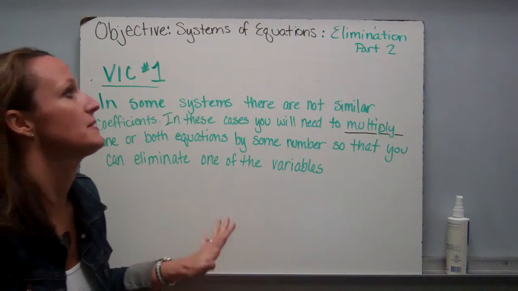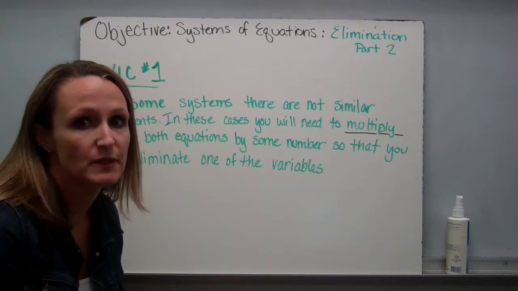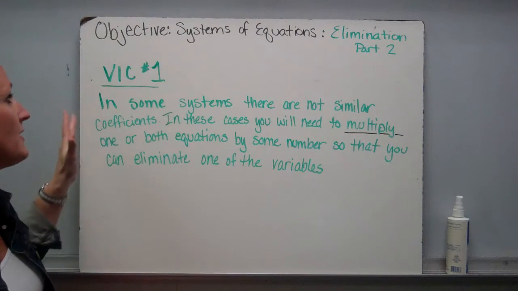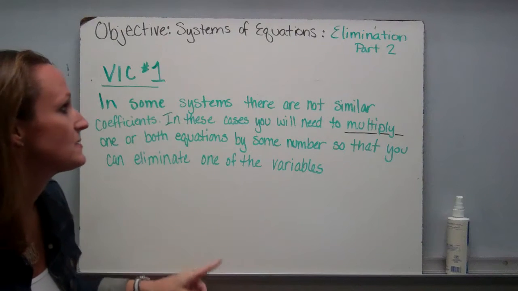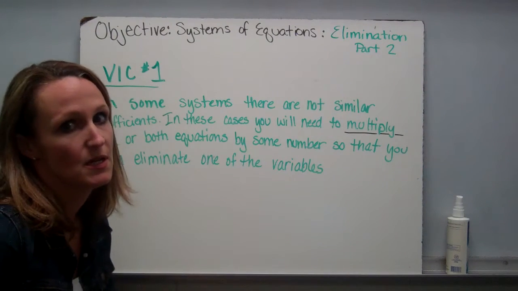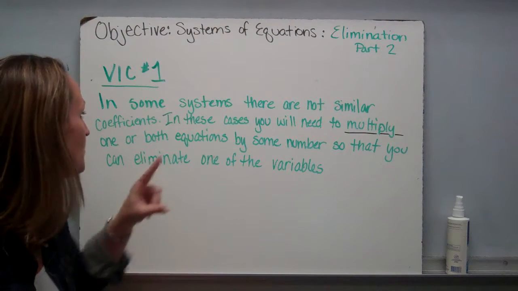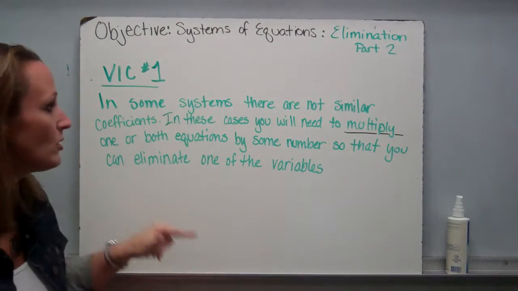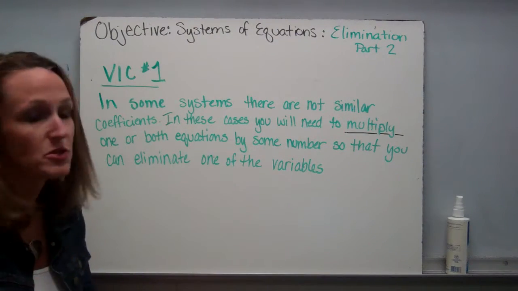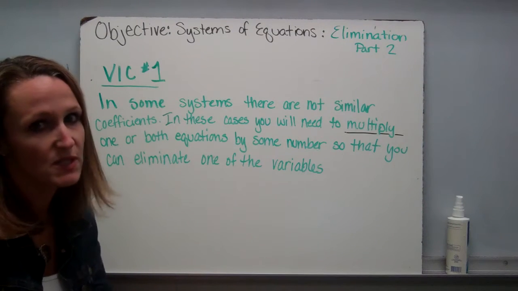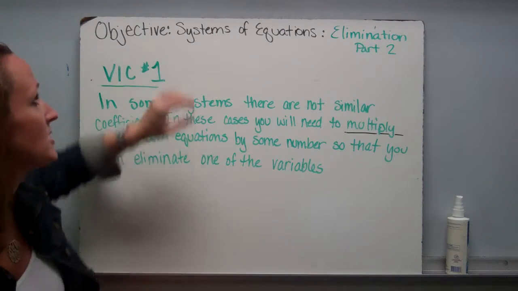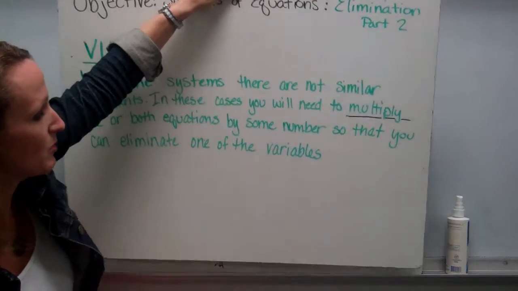Okay, so we're going to talk about the second way to solve systems of equations through elimination, or part 2. It's a very important concept. In some systems, there are not similar coefficients. So in these cases, you're going to need to multiply one or both equations by some number so that you can eliminate one of the variables. This is a little harder than the first type of elimination. So let's look at how this might work.